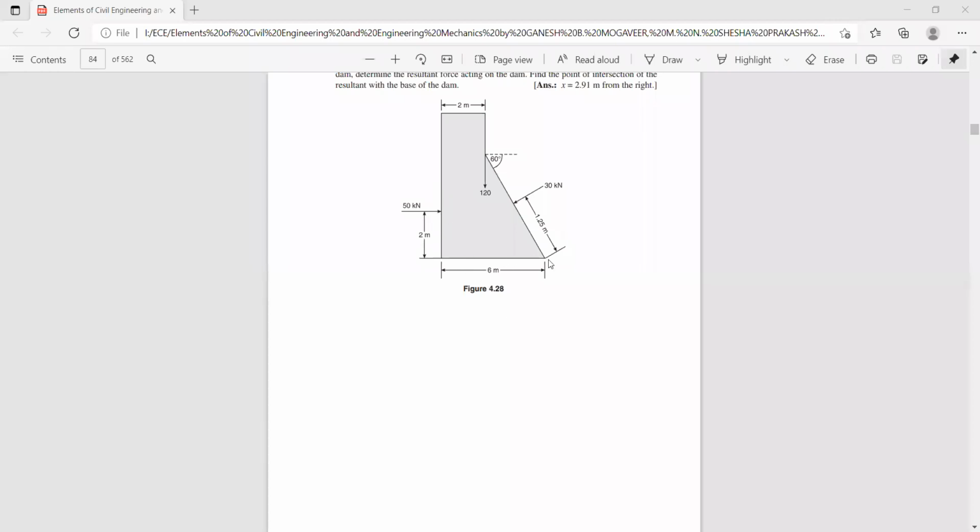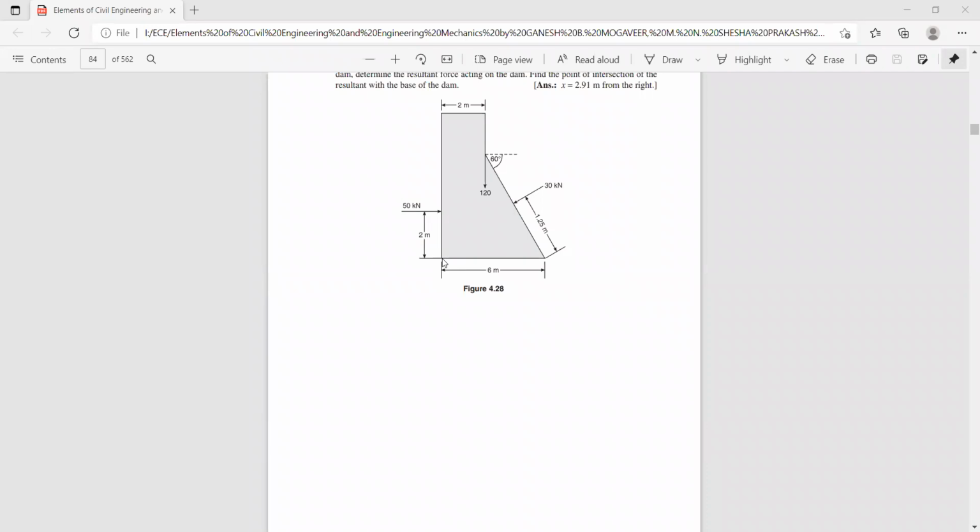That is within the one-third base. Now the resultant is acting like this, and this is the perpendicular distance, the position of the resultant. You calculated the value of D as 2.86. Okay, whatever the value you get, you write.